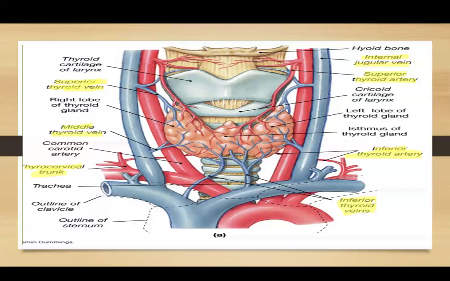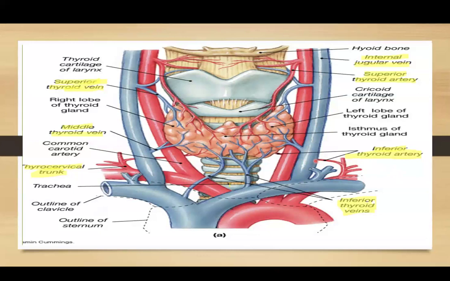And as you can see, it's going to the upper pole and it pierces and gives so many branches, which anastomose with the other branches coming from the thyroid artery on the other side. Then we have the inferior thyroid artery, which is this here.